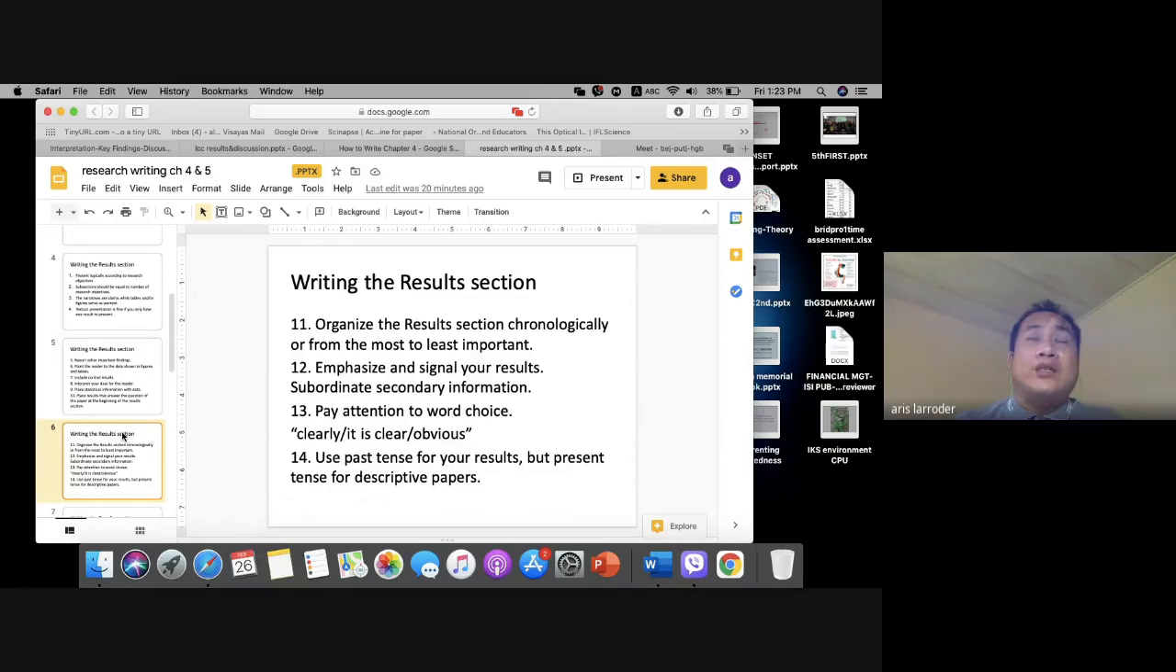So there are other ways to present the subsections of the results section. The common one is by answering the research objectives. However, another way to present would be from the most to least important, as long as you cover all the other data and the research objectives. Emphasize and signal your results, subordinate secondary information.